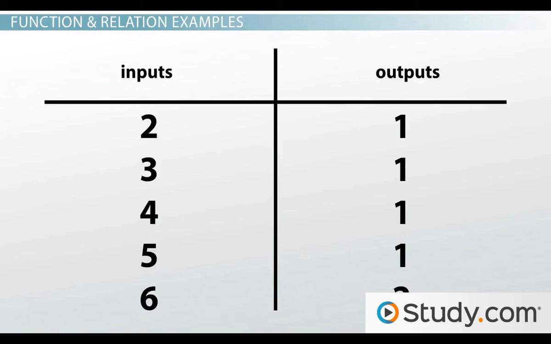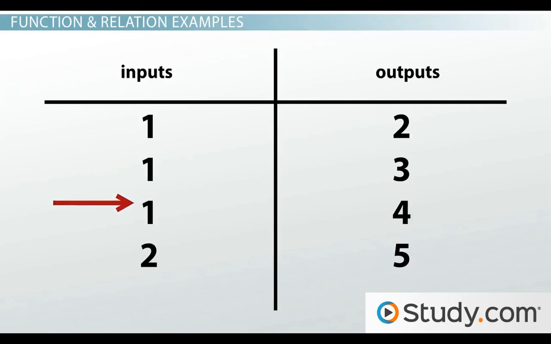This one is also okay, because each input always gives you the same thing. Remember that it is okay to have multiple buttons that give you the same thing, like you see here with 2, 3, 4, and 5, all giving you 1. But here we run into a problem, because the input 1 has multiple outputs. Sometimes 1 will give you 2, but sometimes it'll give you 3, and sometimes even 4. Since it is not a function, it is simply called a relation.